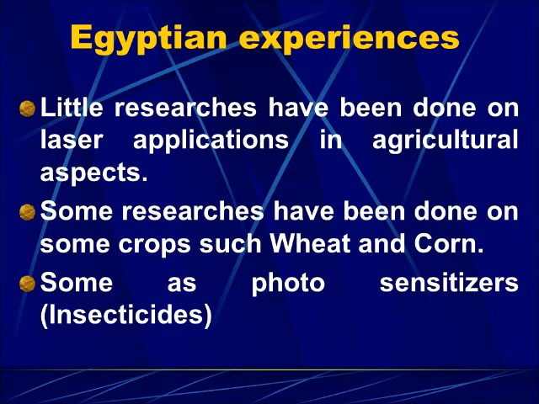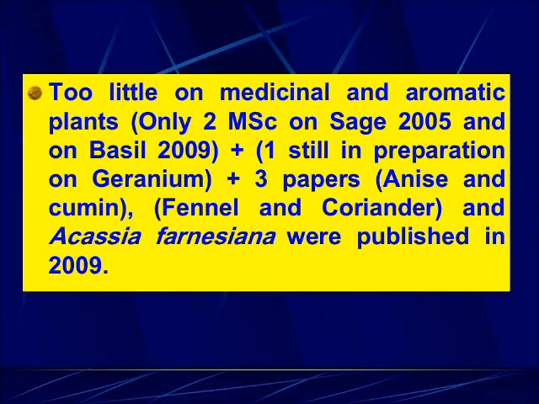The Egyptian experience: little research has been done on laser application in agriculture aspects. Some research has been done on some crops such as wheat and corn, and the other as a photosynthesizer insecticide. Too little on medicinal and aromatic plants. Only 2 master theses, on sage in 2005 and on basil in 2009, and 1 still in preparation on geranium, and 3 papers, one for anise and cumin, the other for fennel and coriander, and the third for acacia, were published in 2009. So it's very recent.